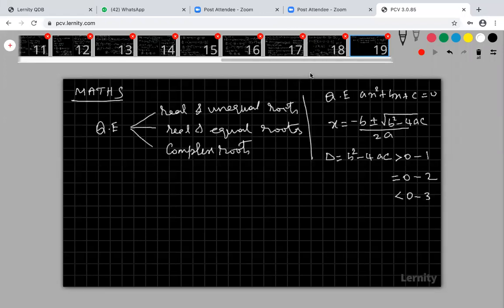Two complex roots need not be equal. Okay, Rangapriya, good question.